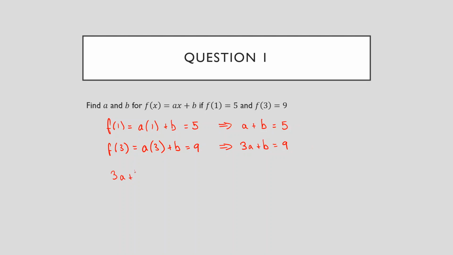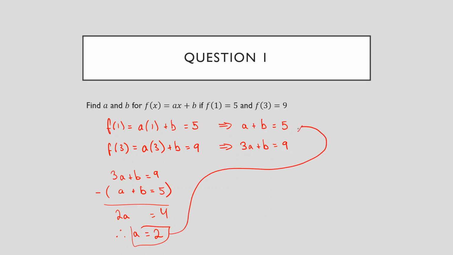So I'll do 3a plus b equals 9 minus a plus b equals 5. 3a minus a is just 2a. b minus b is 0. And 9 minus 5 is 4. That tells us that a is 2. To work out b, we take this value of a and substitute it into one of the original equations. I think it's easier to do it in the first one. So you get 2 plus b equals 5, and then b equals 3.